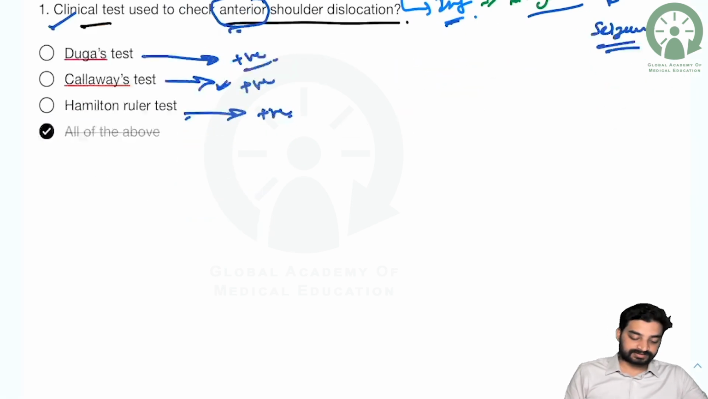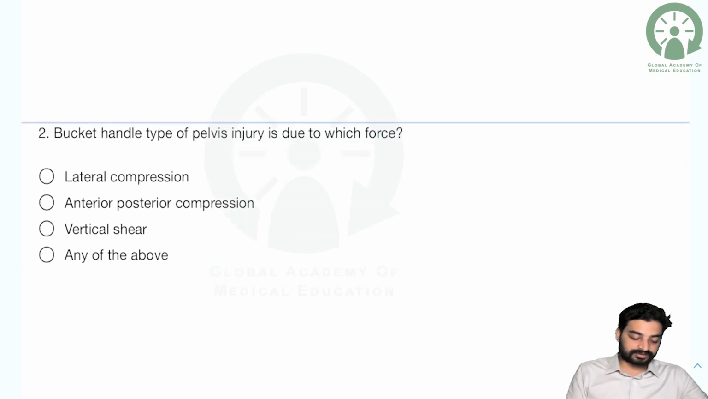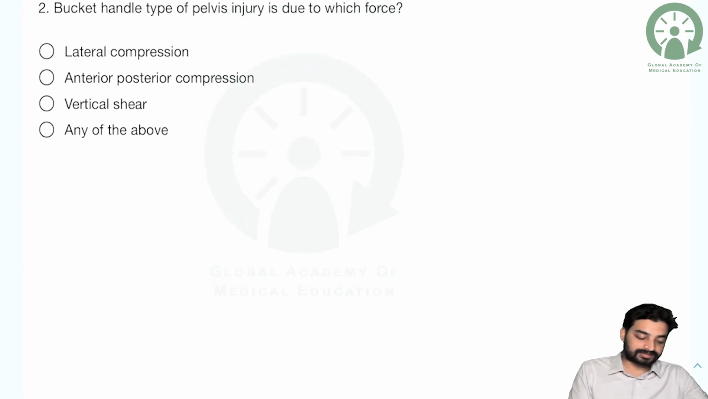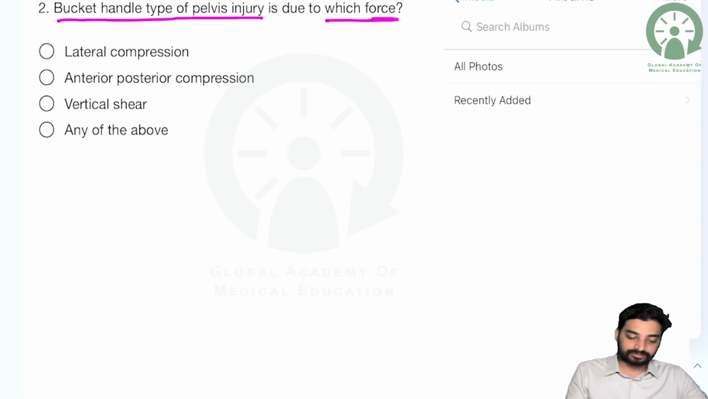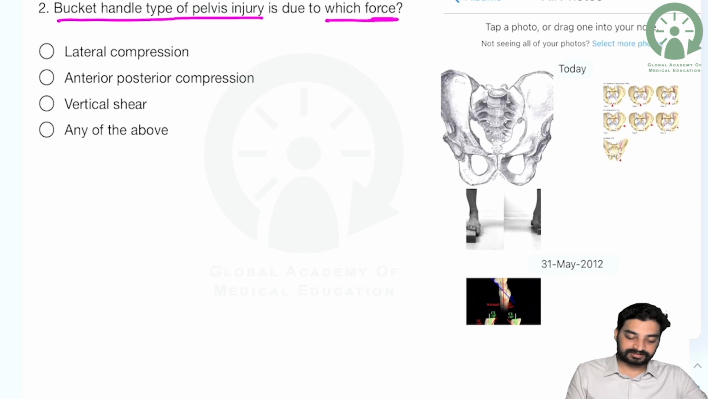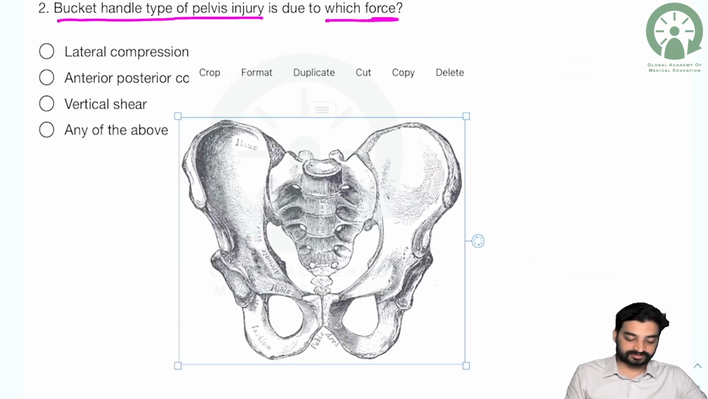Coming to the second question. The second question asks regarding the bucket handle type of pelvis injury, and it is due to which type of force. The question has basically two components: a bucket handle type of pelvis injury, and which force causes it. Let's see this pelvis first.